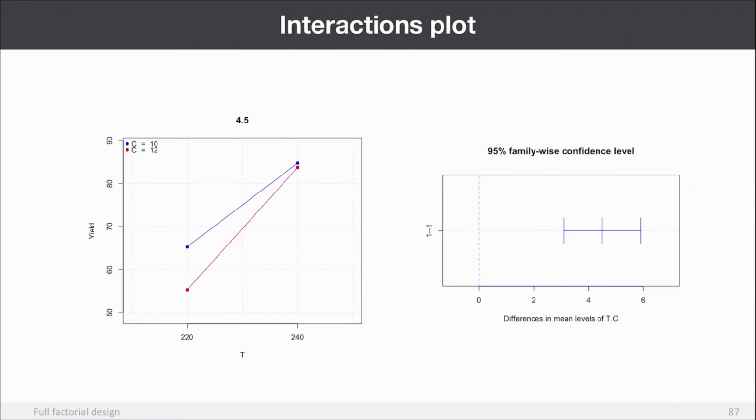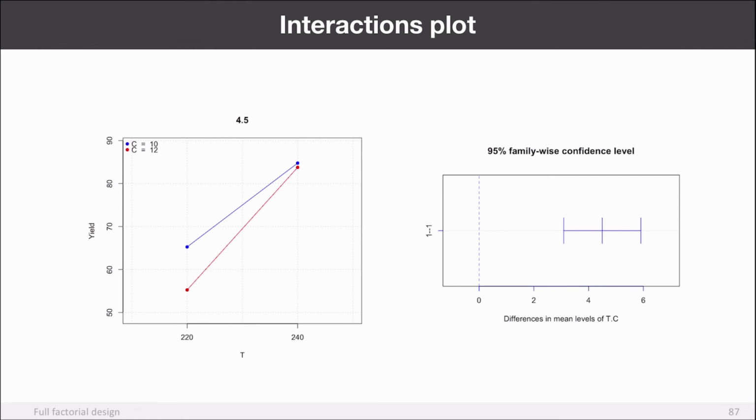Now the interactions, in this case, we know that there is only one interaction which is significant. Therefore, there is no reason to show all this big plot with all possible interactions. I just show the interaction for this particular case. And then I also show the confidence interval for this interaction. And then you can see interesting things. So the temperature and the catalyst concentration indeed interact.